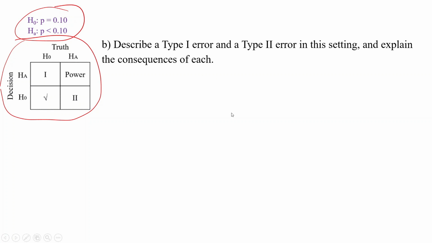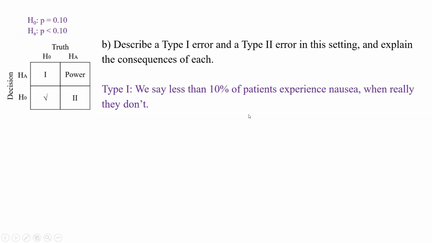Describe a type 1 error. In context, for type 1, we say less than 10% of patients experience nausea when they really don't. How did I get that context? Well, from my table, I know that type 1 is when we decide the alternative, but the truth is the null. So we say that less than 10% of patients experience nausea.